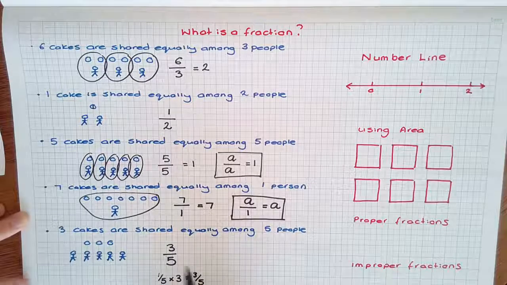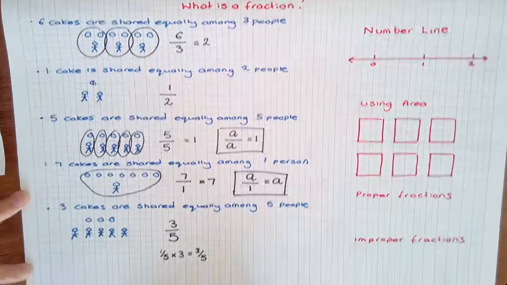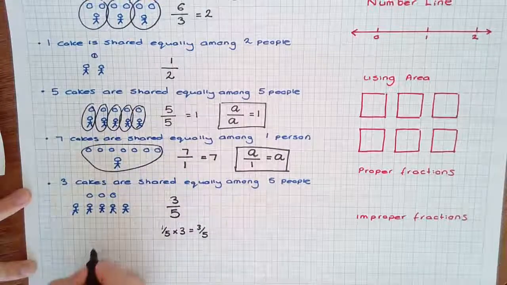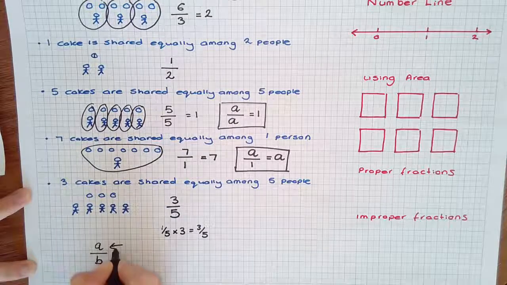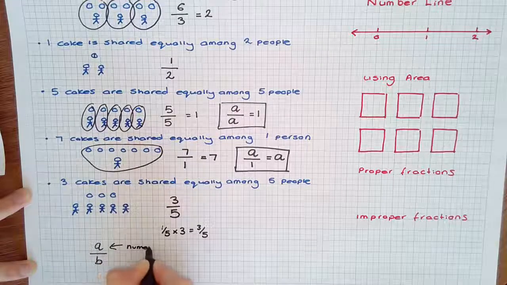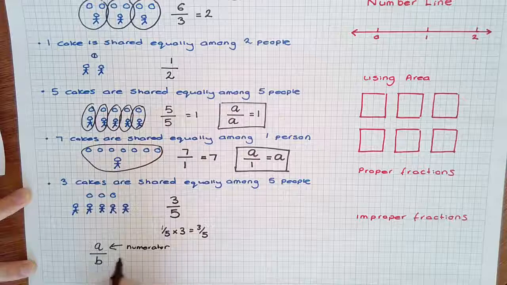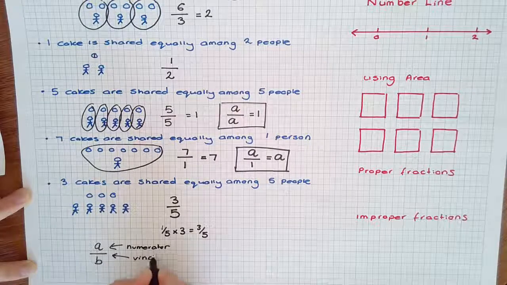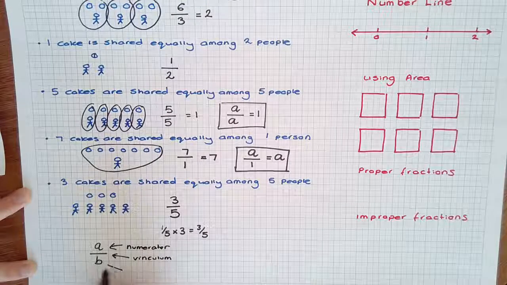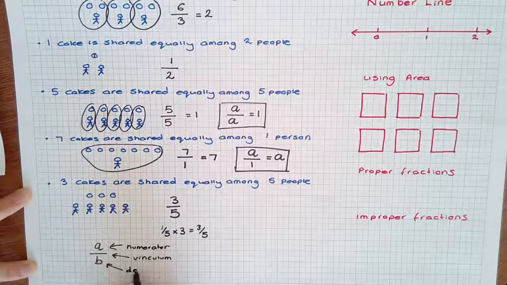Sharing problems are represented as fractions, where we have A over B. The A is called the numerator. The line is called the vinculum, and B represents the denominator.